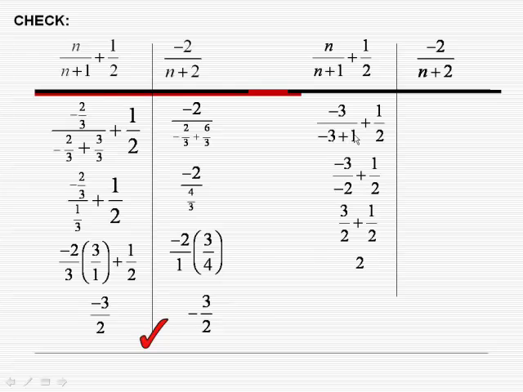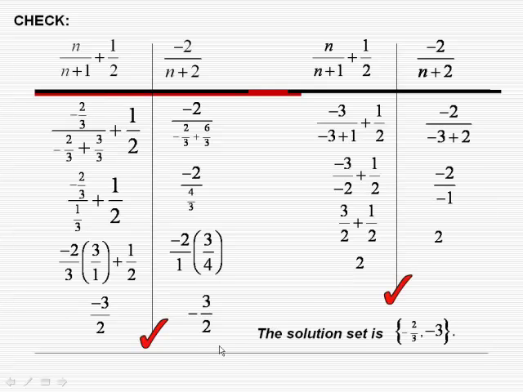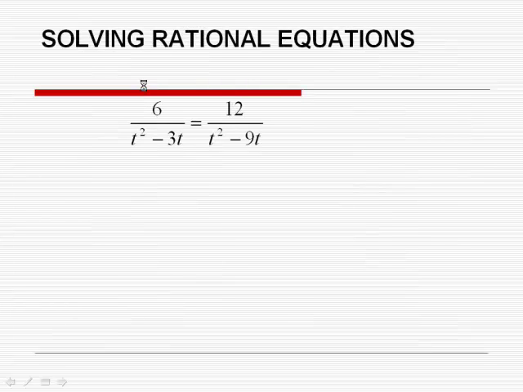In this one, it's a little bit easier because I don't have complex fractions, just fractions themselves, and so that checks out nicely too. So we found that both of our solutions did work.